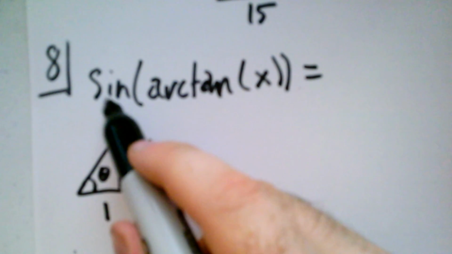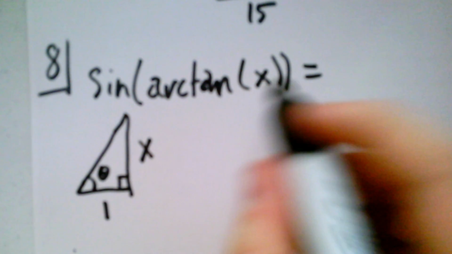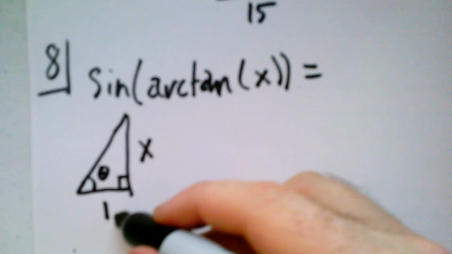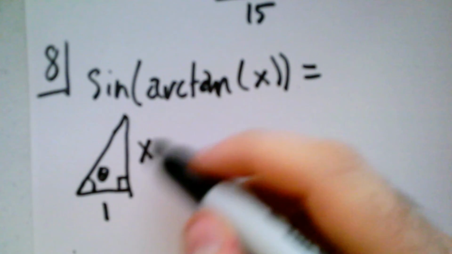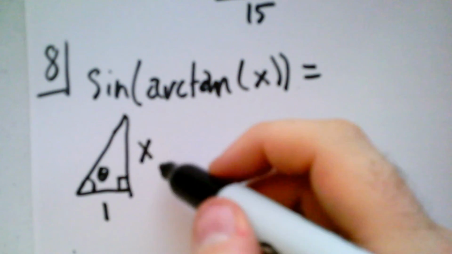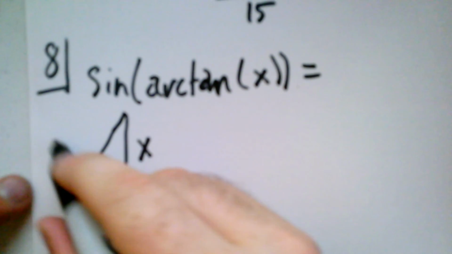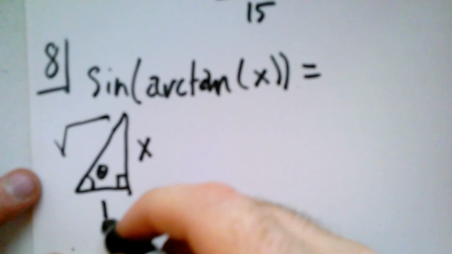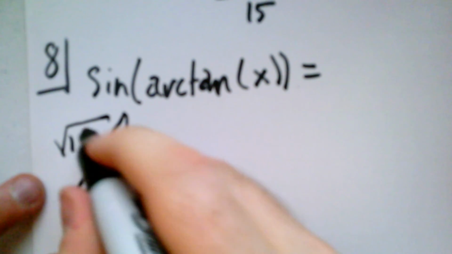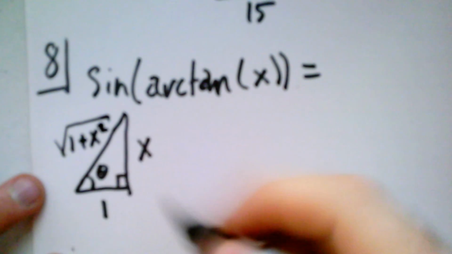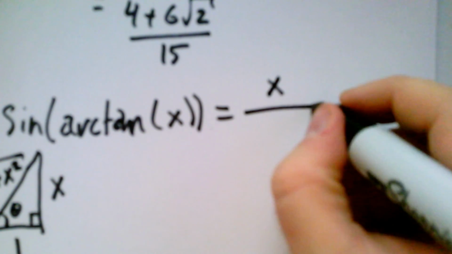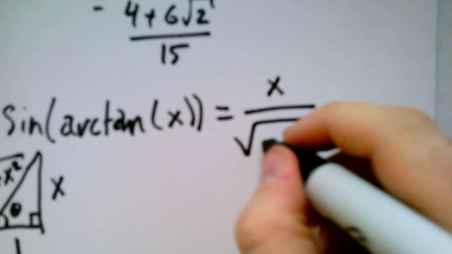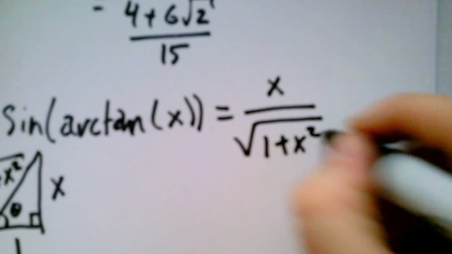Now I need to know what the sine of this angle is. Because arctangent took in x over 1 and spat out theta. And then sine is taking theta and spitting out the ratio between the opposite side and the hypotenuse. So I need to figure out what the hypotenuse is. Well, the hypotenuse is going to be the square root of the square of this side, which is 1, plus the square of that side, which is x squared. So that's the hypotenuse. So our expression simplifies to the opposite, x, over square root of 1 plus x squared.